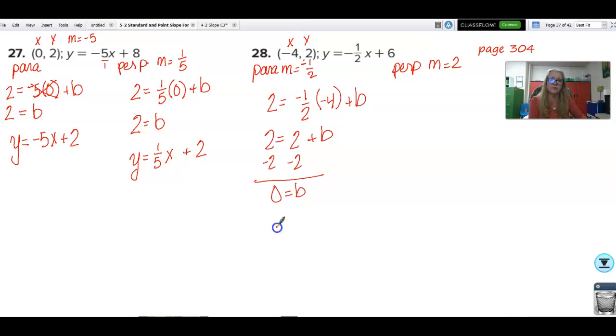So the way you're going to want to type this equation in is y equals, remember to put the negative sign out in front of the fraction, 1/2 x, and don't put plus 0 here. We don't write the plus 0.